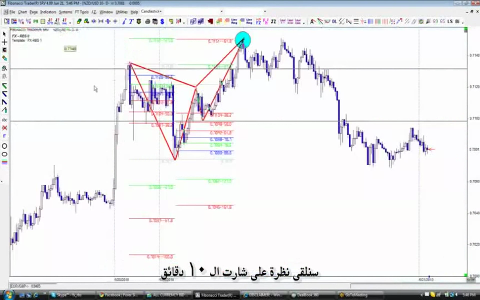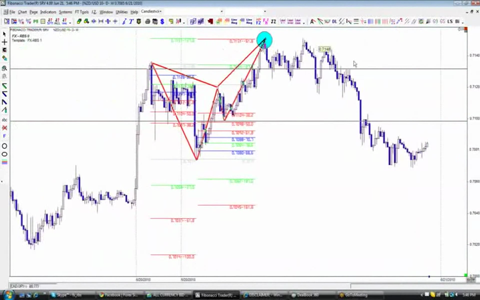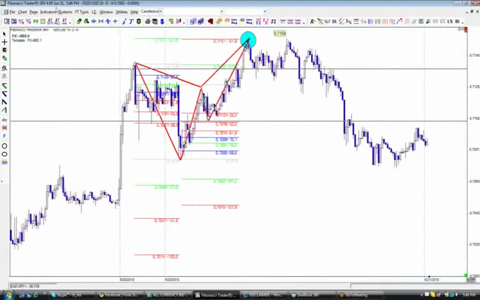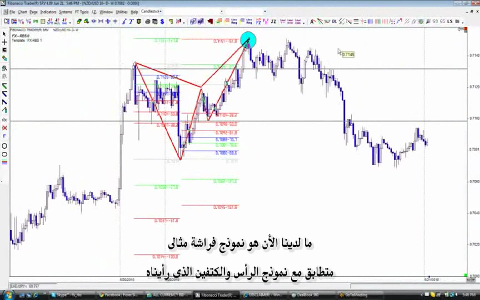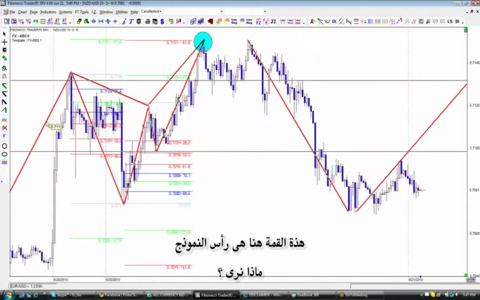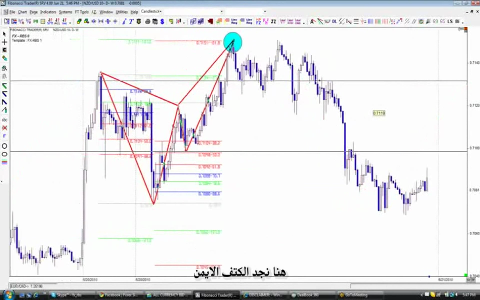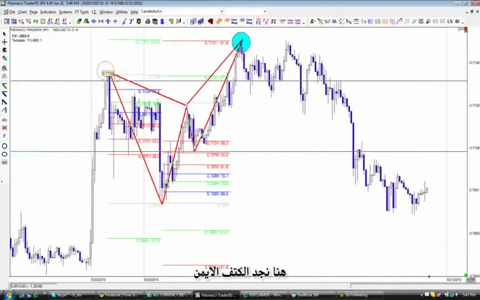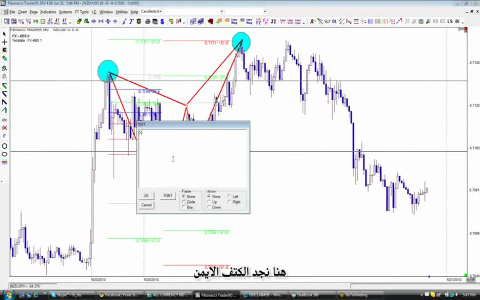I will go to a 10-minute chart. Now, this setup that we have is exactly that same butterfly, that same head and shoulders that we drew on the 1-hour chart, and we expect the right shoulder to form somewhere here. This at the top is the head. Well, what do we see? Here, this is the right shoulder. Oh, this is also the X.